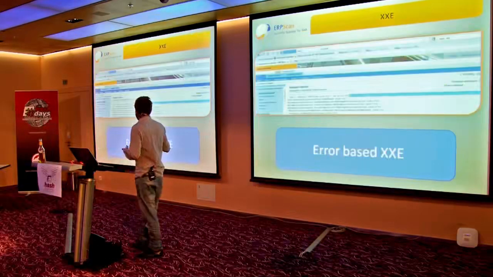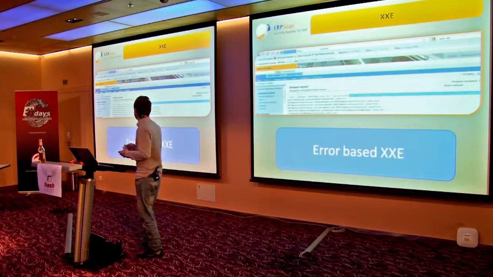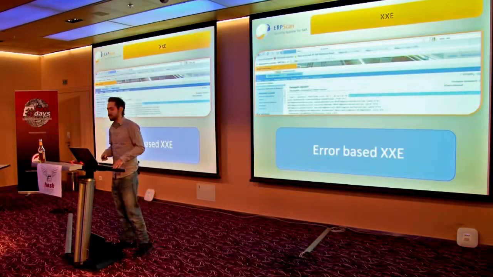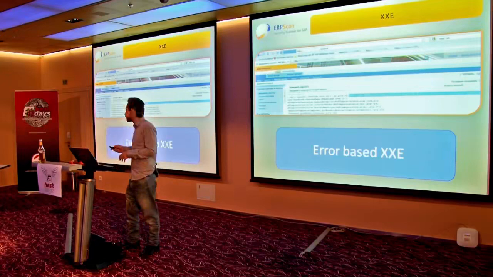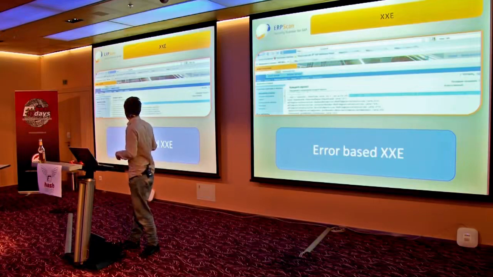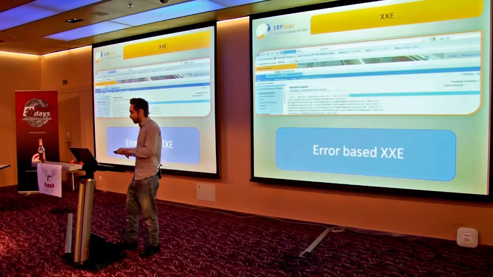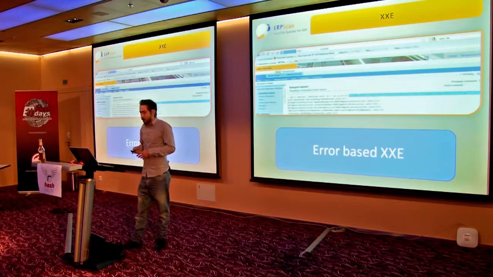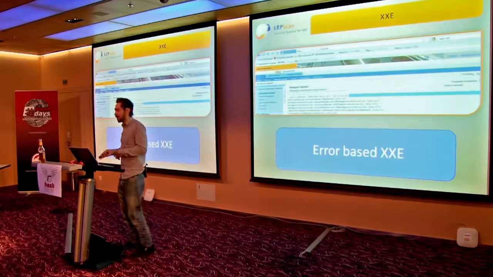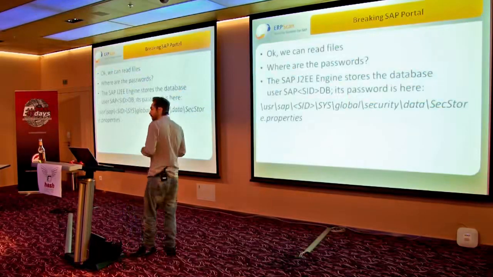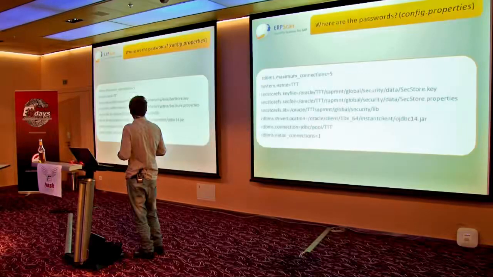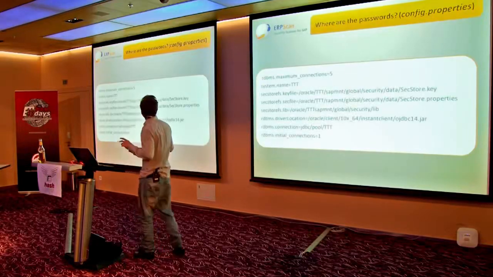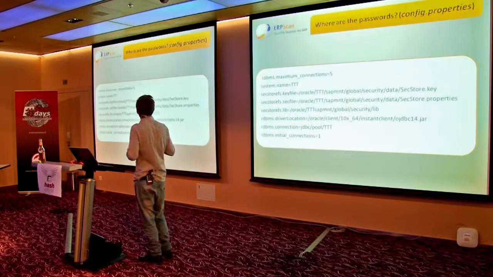Yeah, we successfully exploited this XML using the XXE vulnerability. But the problem was that it is error-based XXE, so we can't restore the text directly, and here's the source of the file. Okay, so now we can read any kind of files, and the passwords. Here are the passwords stored in this file. So this is the configuration file, this is the security file, and this is the key file.